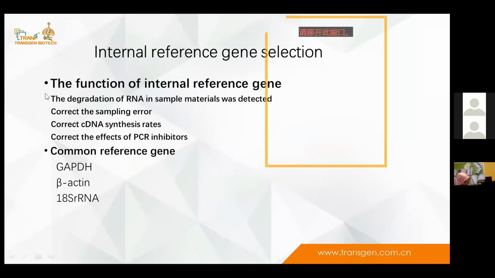In internal reference gene selection, the internal reference gene is a very important one during qPCR. With the help of the internal reference genes, it can detect the degradation of the RNA in the sample materials, and also correct the sampling error and the cDNA synthesis rates, and the effect of PCR inhibitors during the whole system. The common reference genes we can use are GAPDH, beta-actin, and 18S RNA. These three are the main common reference genes in qPCR.